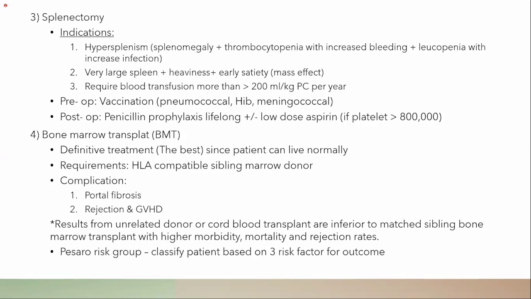Okay, this is splenectomy. The next mention: splenectomy is indicated when the patient comes with hypersplenism, defined as the presence of splenomegaly, thrombocytopenia with increased risk of bleeding, leukopenia with increased risk of infection, or when the patient has a very large spleen associated with heaviness and early satiety, showing there is mass effect. And the last one, when the patient requires blood transfusion of more than 200 milligrams per kg per year.